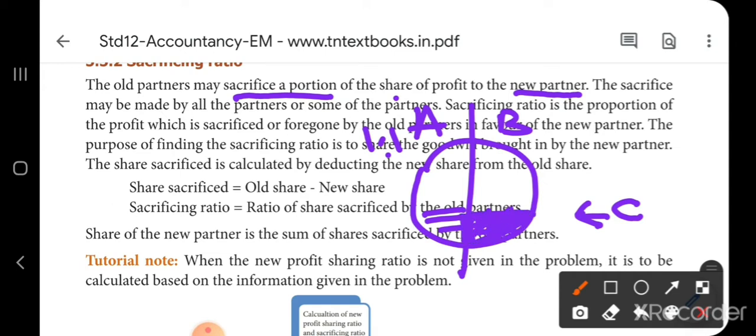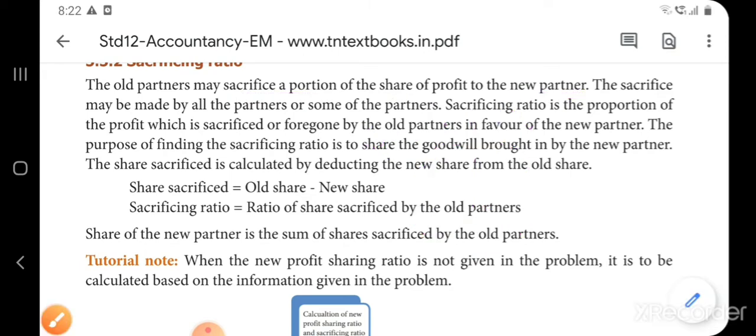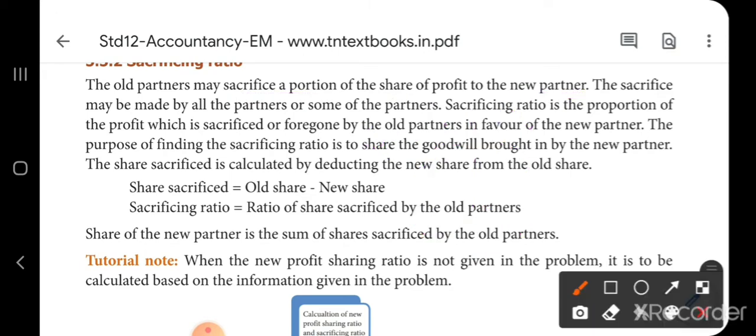Okay, so either both of the partners can give the share, or one partner alone can sacrifice his share to the new partner. Okay, now that is what is given here. The old partners may sacrifice a portion of the share of profits to the new partner. The sacrifice may be made by all the partners or some of the partners.